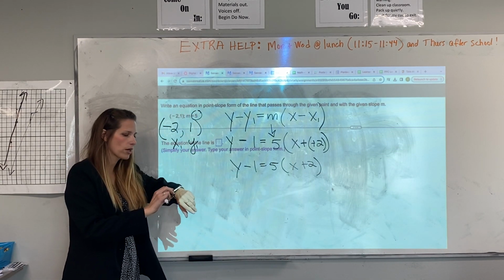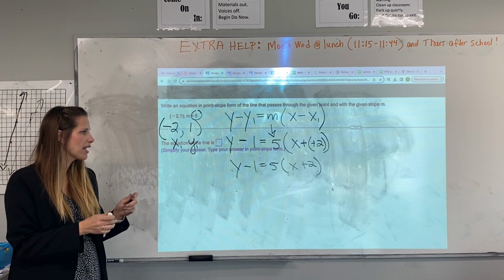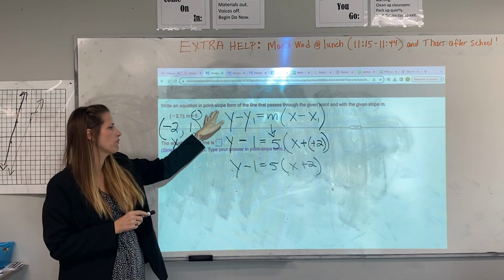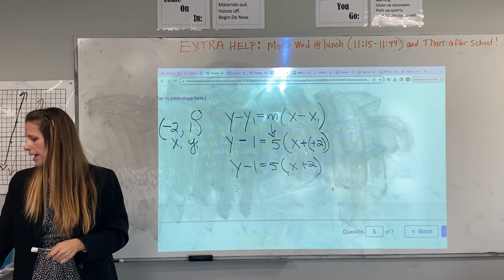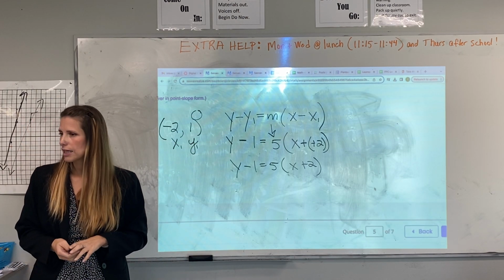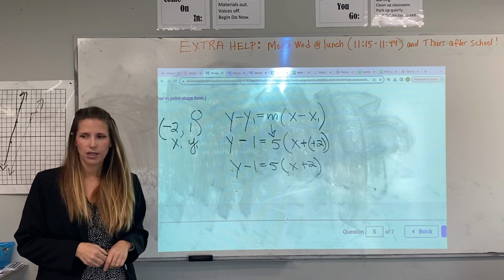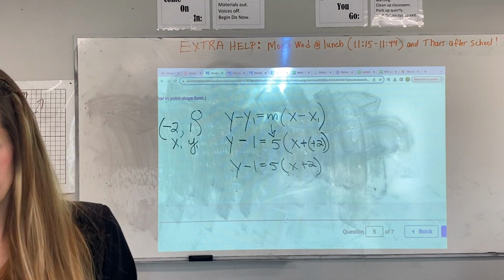And that is your answer, okay? We're not trying to simplify anything. It wants it in point slope form, so we give it in point slope form. Okay, so that was numbers 1 through 5. And we'll do 6 and 7 another time. Great job, everybody.